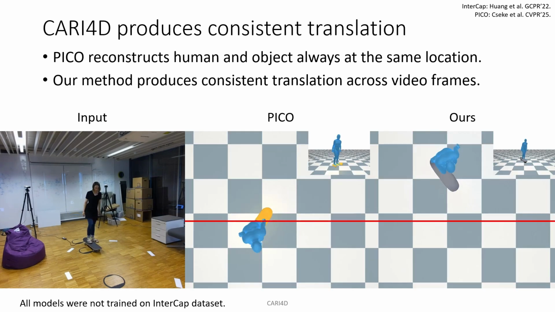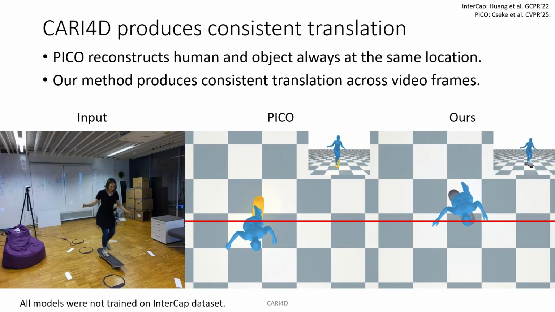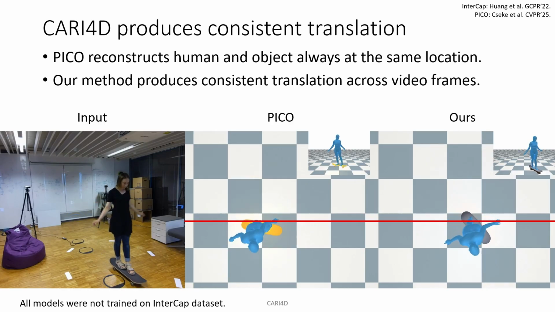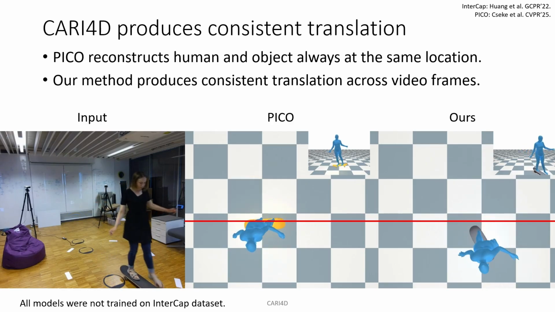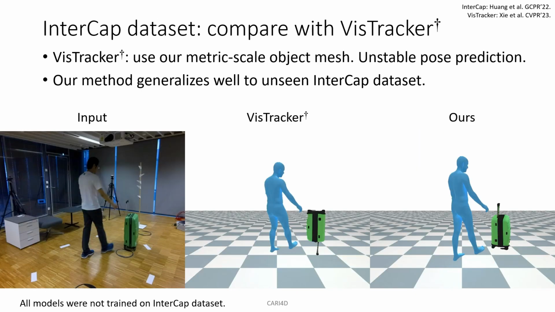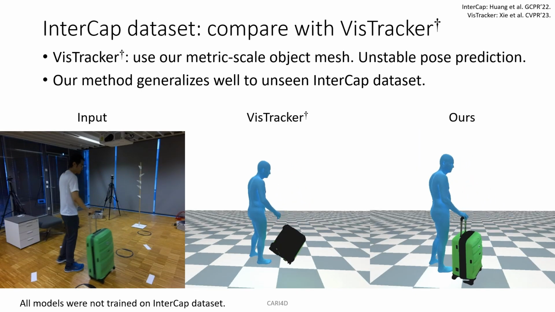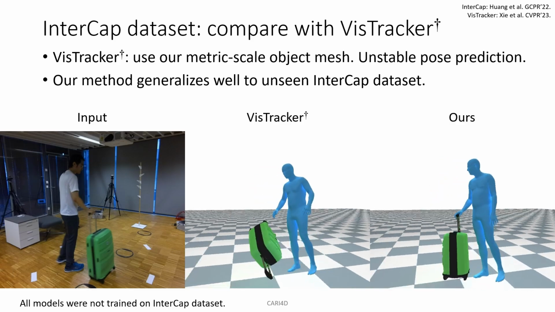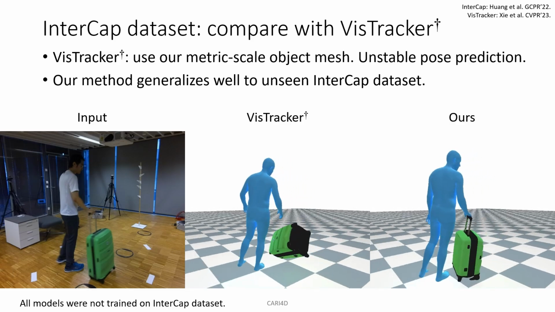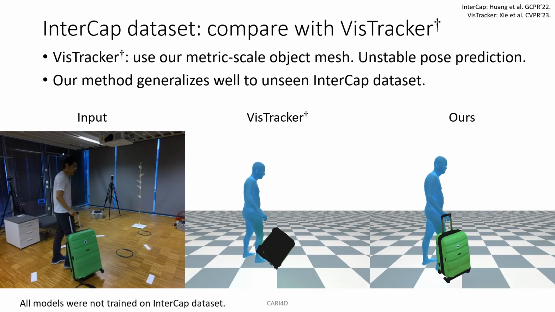We now visualize the top-down view. It can be seen that the image-based method PICO always predicts human and object at the same location, while our method produces consistent translation across all video frames. We also compare with VisTracker on InterCap. We input our reconstructed mesh to VisTracker, yet it struggles to generalize to unseen instances, while our method generalizes much more stably.